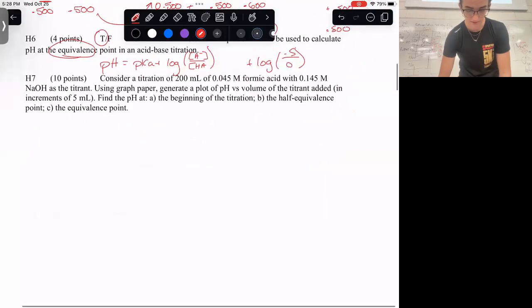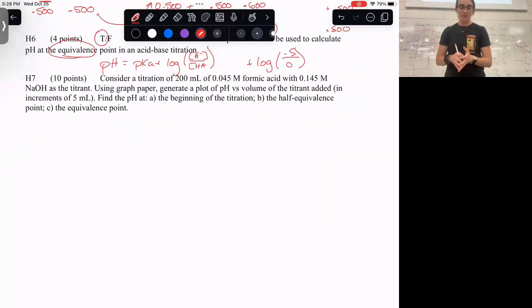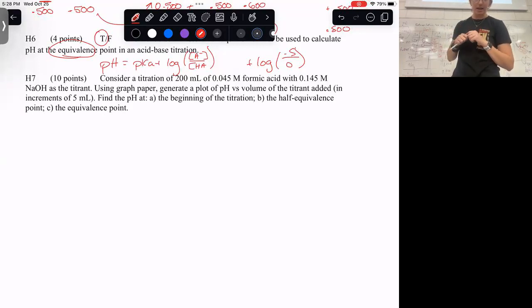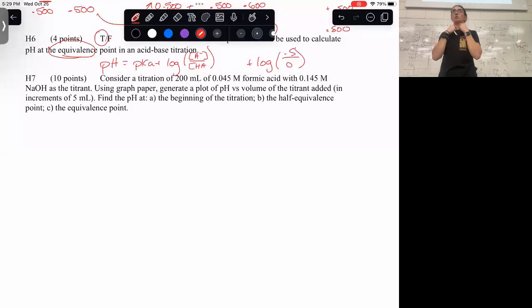Alrighty. Question 7. Consider a titration of 200 mils of 0.045 molar formic acid with 0.145 molar sodium hydroxide as the titrant. Using graph paper, generate a plot of pH versus volume of the titrant added in increments of 5 mils. Find the pH at the beginning of the titration, the half equivalence point, and the equivalence point.